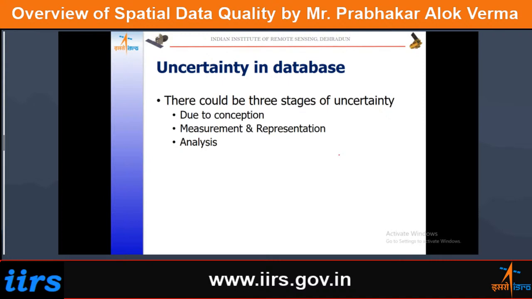It can be error in the location of the boundary, or error in the representation. The object on the ground should be represented in the form of a point, line, or polygon. In that form also error can be there, because if a polygon-like object is represented as a point, then there will be positional error, and positional error comes with attribute error also. So if there is positional error, automatically it will attract attribute error.